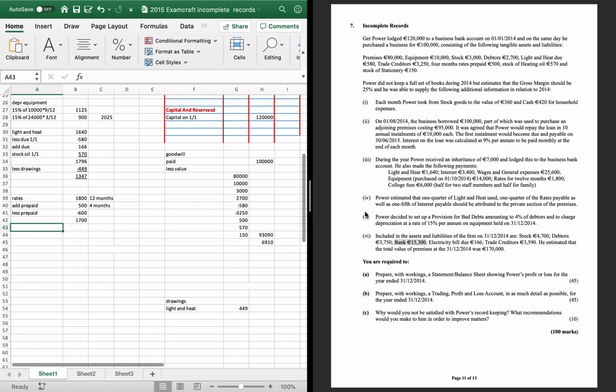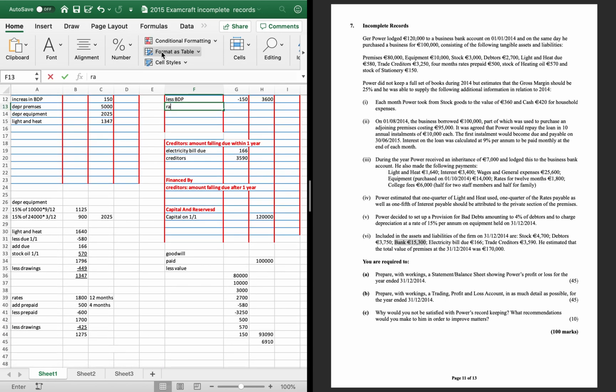Check for drawings. Now, there shouldn't be drawings. You can't really have drawings on rates, but some of these questions do have them. So 1/4 of the rate, so they do. So less drawings, and it's 1/4 of that, which is 425. So your expense then is 1275. So a couple of things we're going to do. We're going to put in that rates 425 immediately into our drawings. We're going to do this prepaid 600 into our assets because that is the one you'll forget. Easy enough to forget. So that 600 goes in there. And then finally our 1275 is our expense.